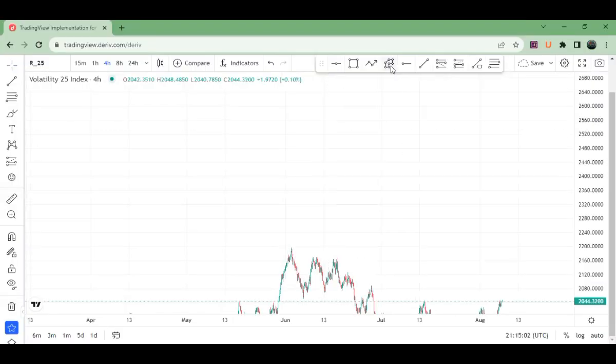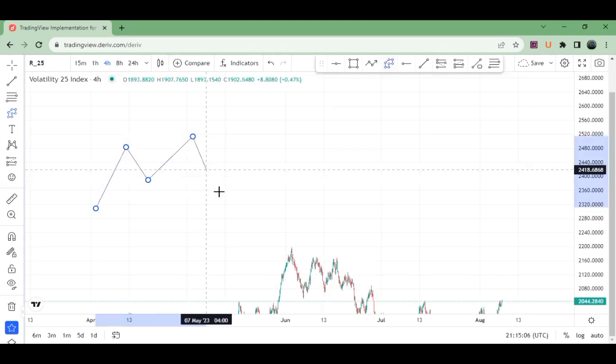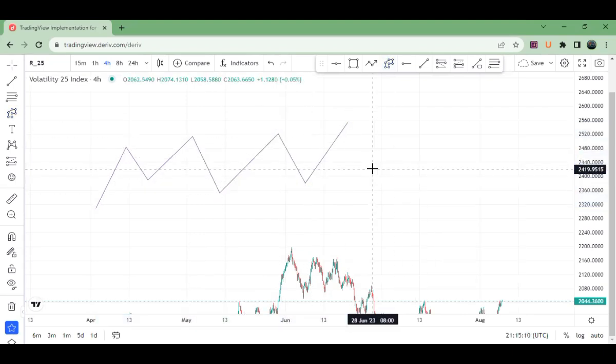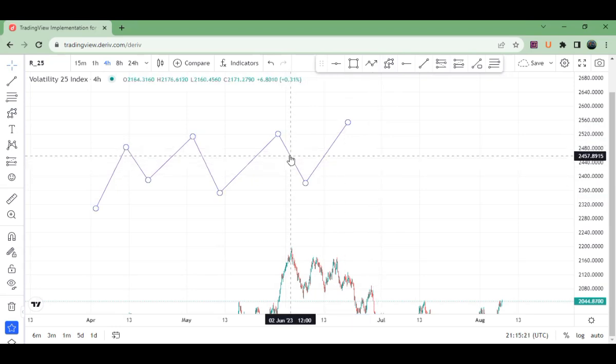Talking about what market structure is. When we're talking about market structure, we're talking about what is the market creating, what is it printing, what candlestick is it pointing out, what chart pattern is it creating, how is it moving. All those things are what we call the market structure.